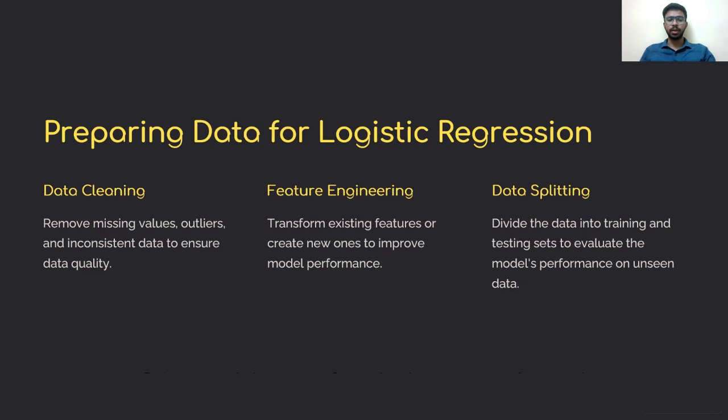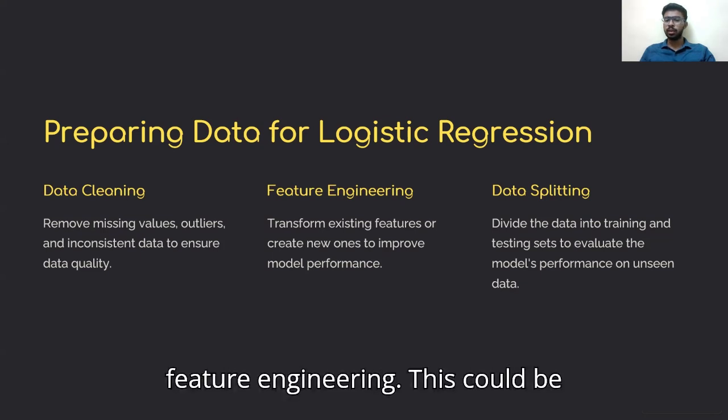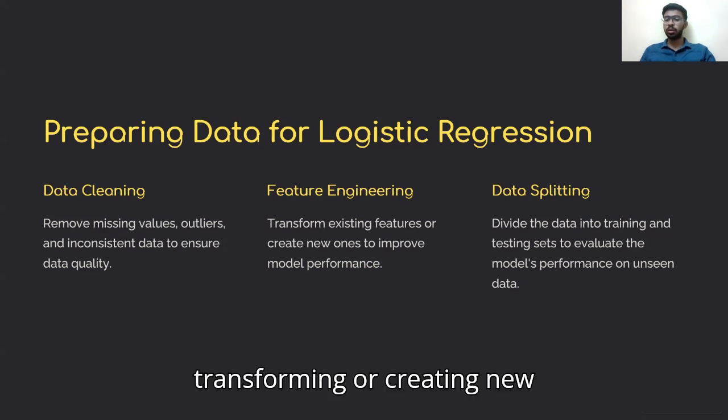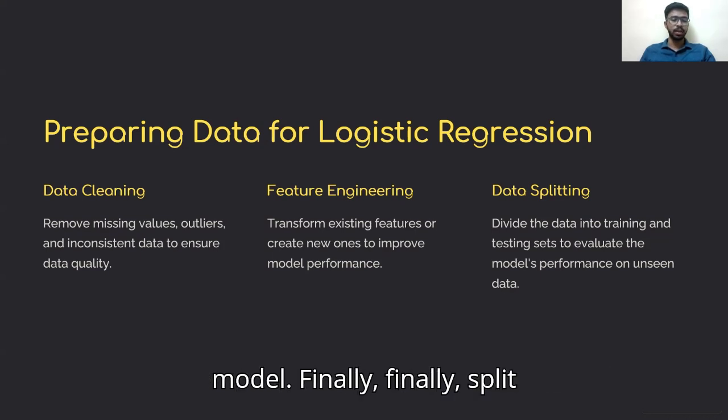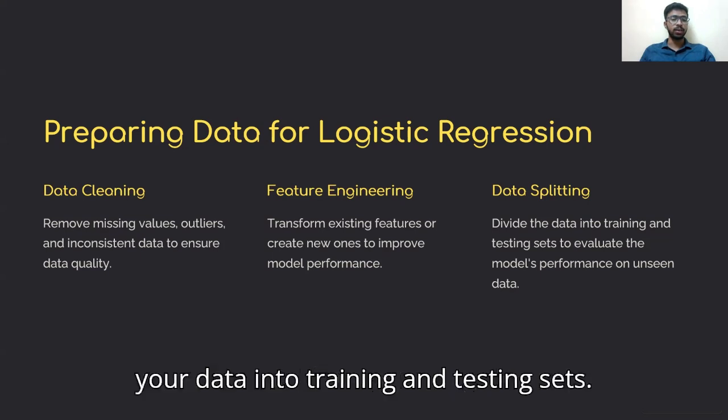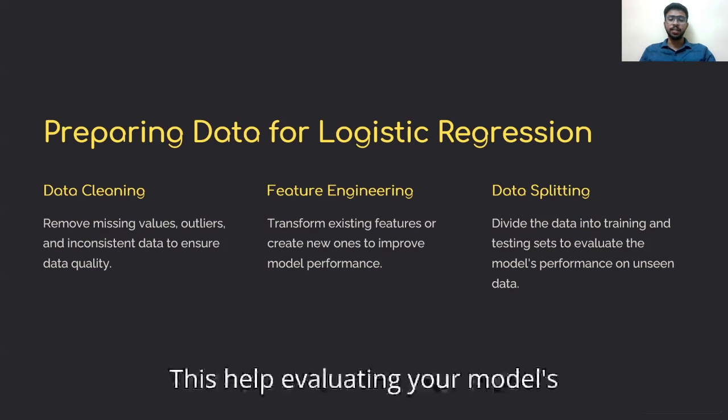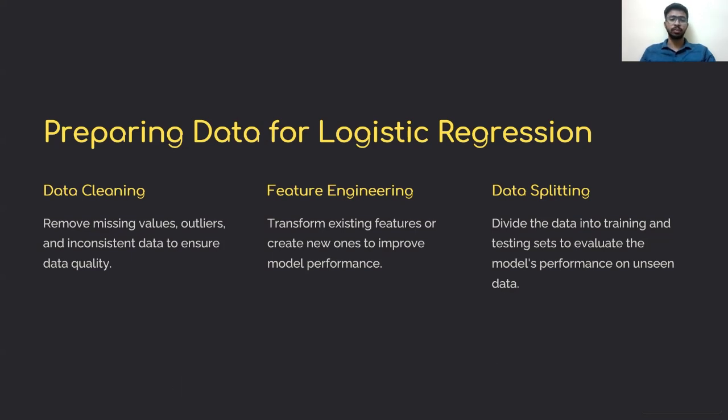Next, we perform feature engineering. This could mean transforming or creating new features to improve the performance of the model. Finally, split your data into training and testing sets. This helps evaluate your model's performance on unseen data.